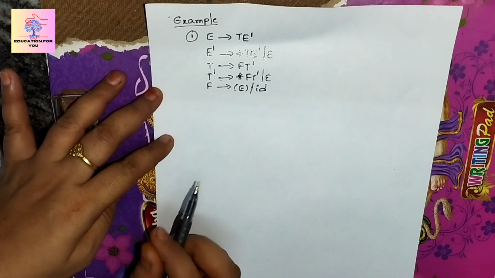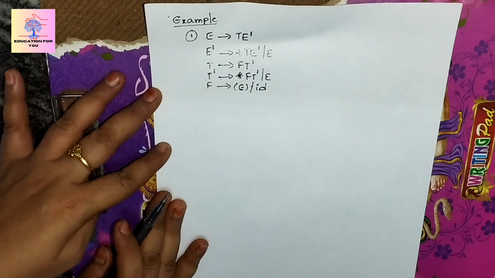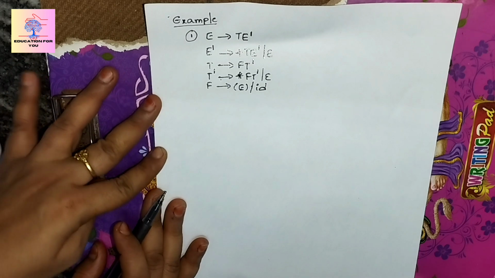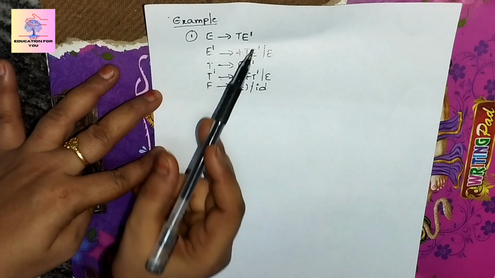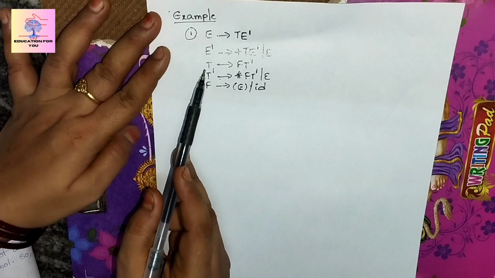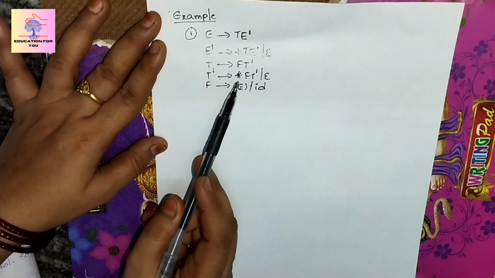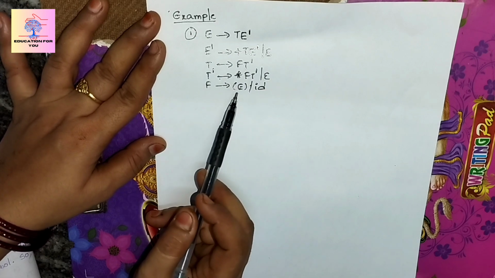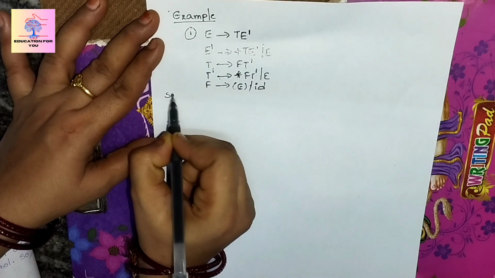I already said about the first and follow. Now practically we are going to solve one example using first and follow. That example is E produces T E dash, E dash produces plus T E dash or epsilon, T produces F T dash, and T dash produces star F T dash or epsilon. F produces parenthesized E or ID. Okay, the solution.